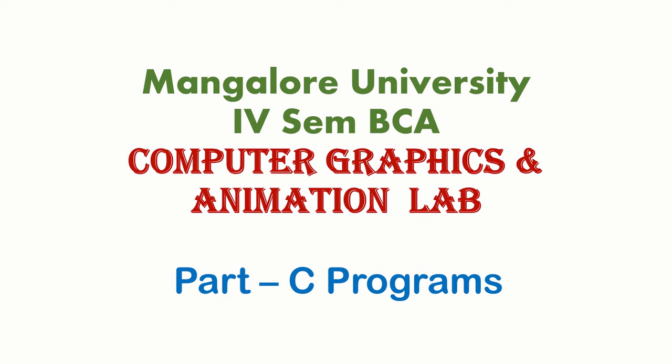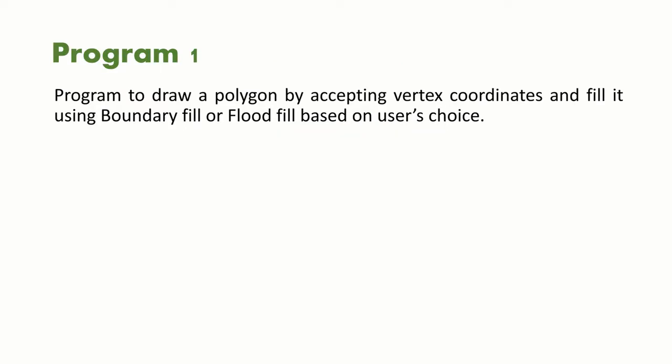Hi, in this video we will discuss Mangalore University 4th Sem BCA Computer Graphics and Animation Lab Part C programs. Program 1. Write a program to draw a polygon by accepting vertex coordinates and fill it using boundary fill or flood fill based on user's choice.